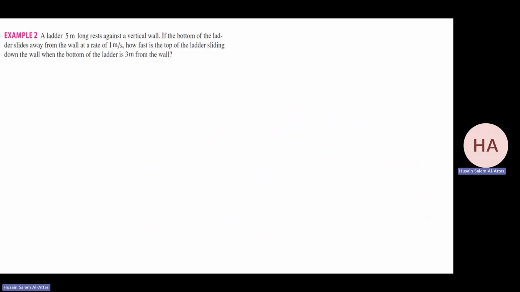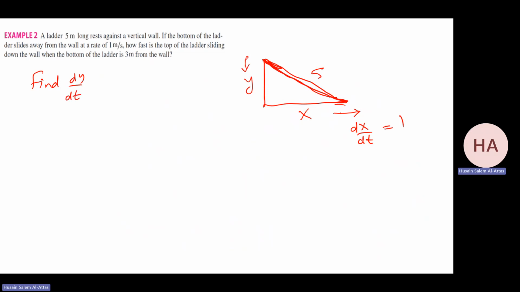Okay, a ladder 5 meters long rests against a vertical wall. We have a vertical wall, and there is a ladder resting against it. The length of the ladder will not change, so this is fixed. If the bottom of the ladder slides away, call this x, call this y. So I have dx by dt equal 1 meter per second. How fast is the top of the ladder sliding? If this moves this way, then the ladder will also go this way. So I need to find dy by dt when the bottom of the ladder is 3 meters from the wall, that is, when x equals 3.